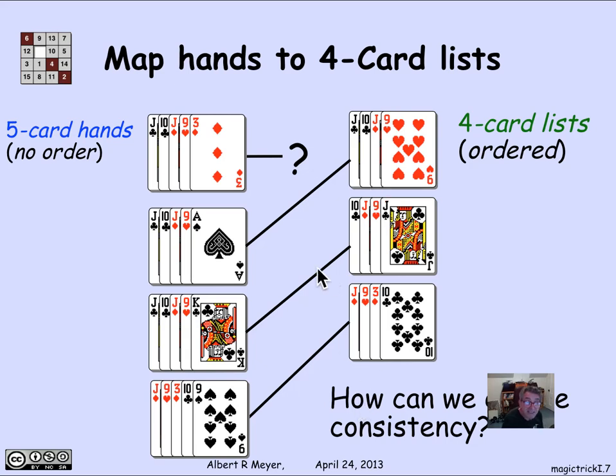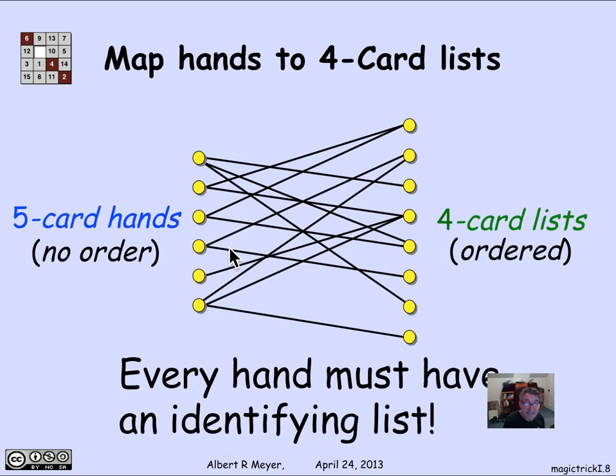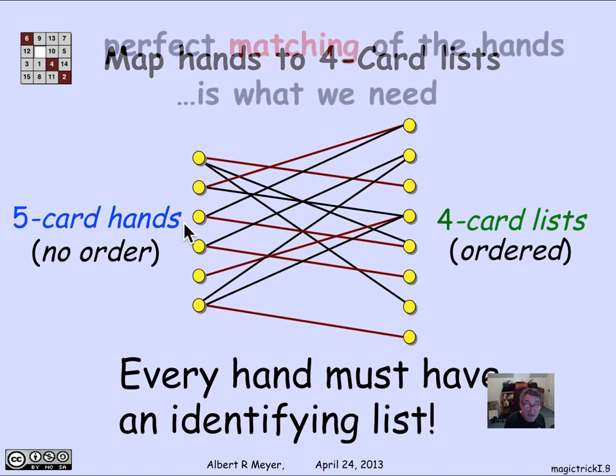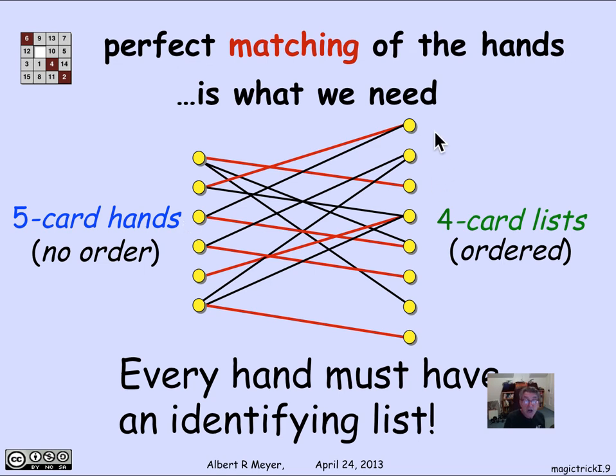And so the way that we assure consistency of never accidentally using the same four card sequence to be selected from two different hands, which would be possible if they differ by only one card, is that we need a perfect match. That is, for every five card hand, I have to match it with a unique four card list that's compatible with it. So each hand can only be connected to the four card lists that are from that hand. And if I can find a matching, then that means that if I look at a four card list, it comes from a unique five card hand. That is to say, this problem is solved between the magician and the assistant if in advance they can agree on a perfect matching of five card hands to four card lists from the hand.